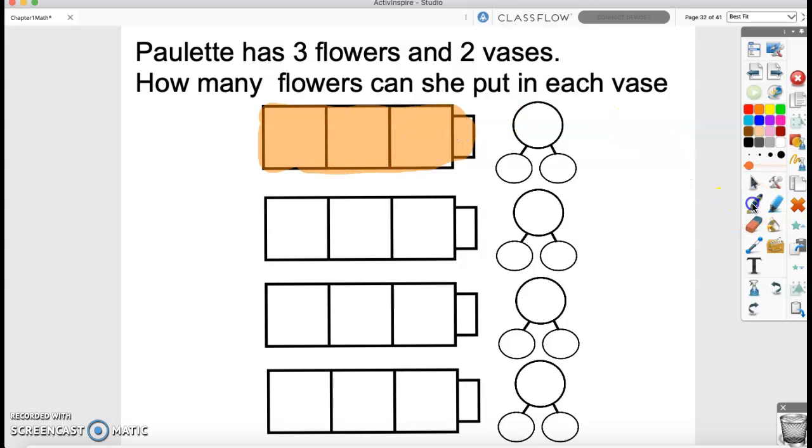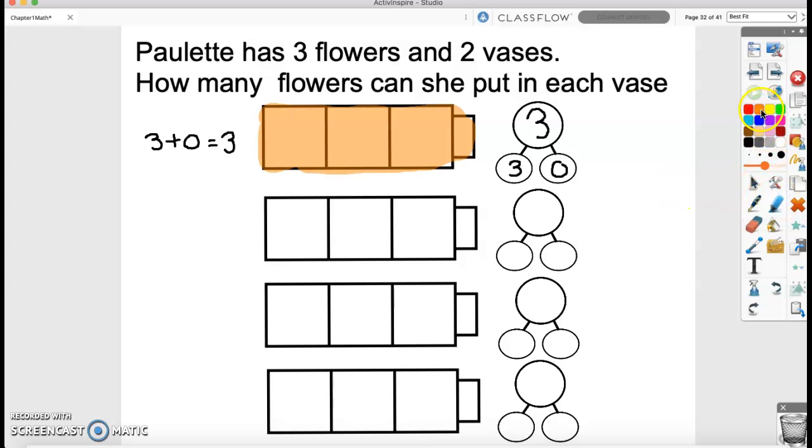And if she puts all 3 flowers in her orange vase, she's going to have, this is called a number bond, and we put the whole in the big circle. The whole that we have is 3. That's the most we have. And then we're going to put our parts down at the bottom in the 2 small circles. So she put 3 in her orange vase and 0 in the other vase. My number sentence would look like this. 3 plus 0 equals 3.